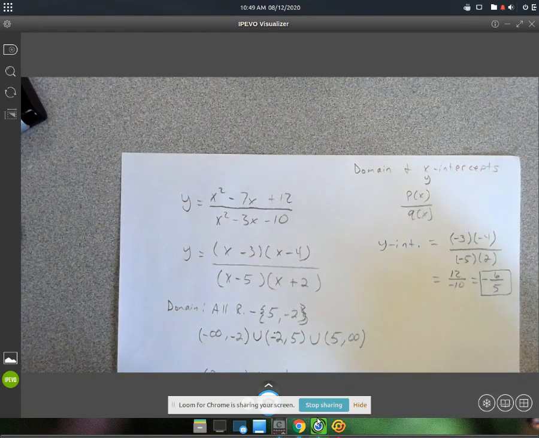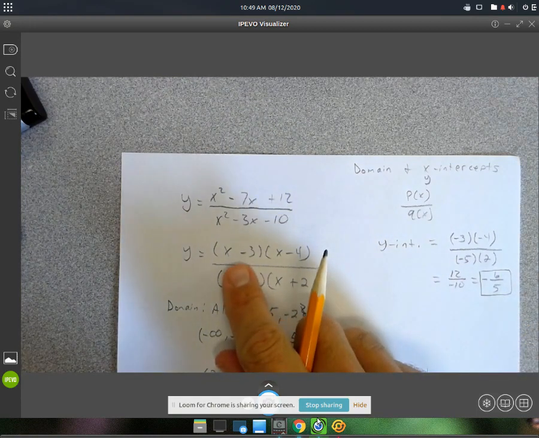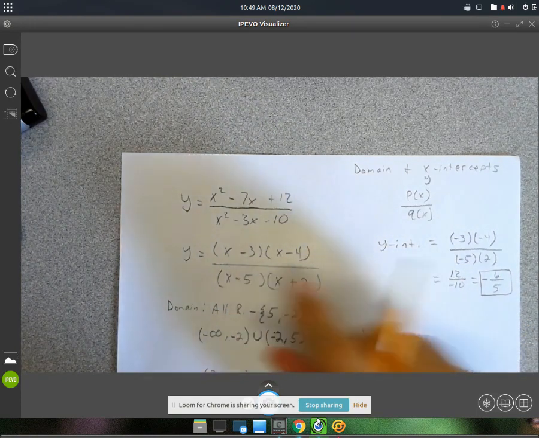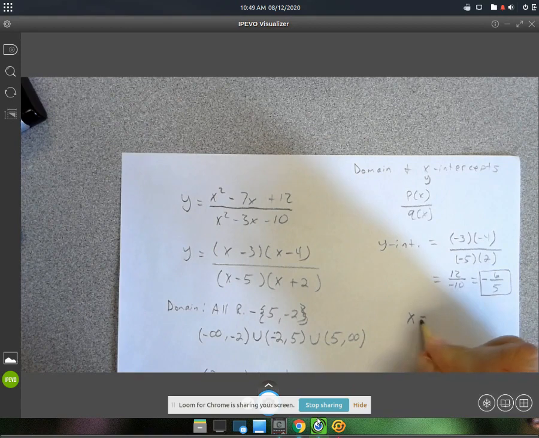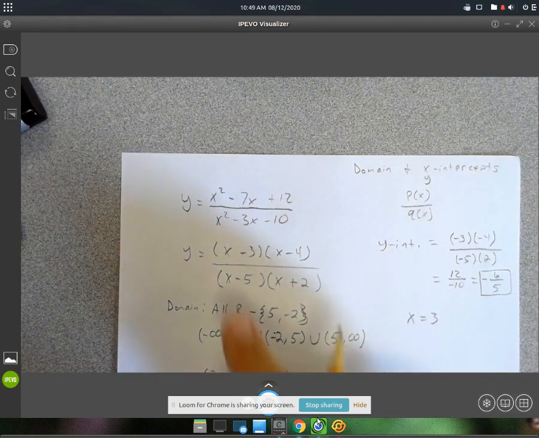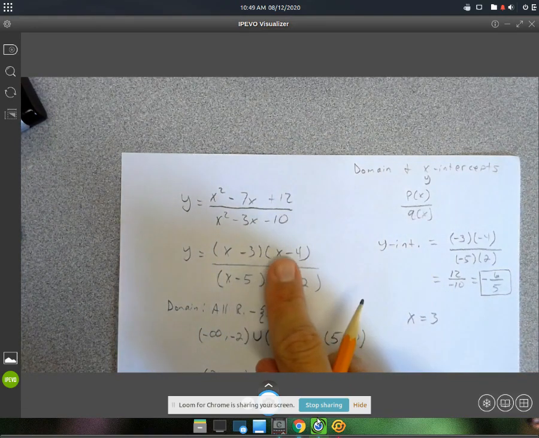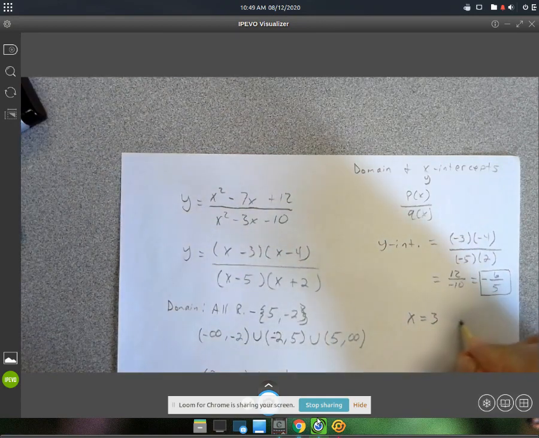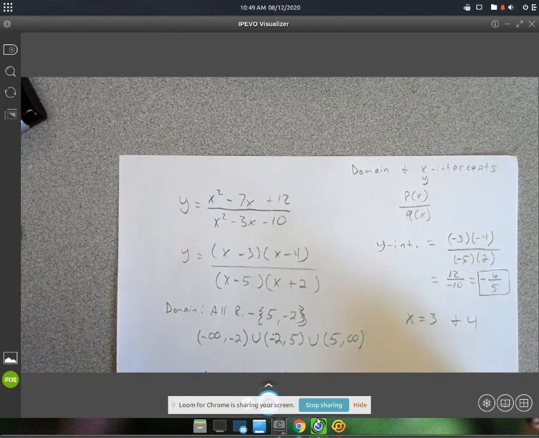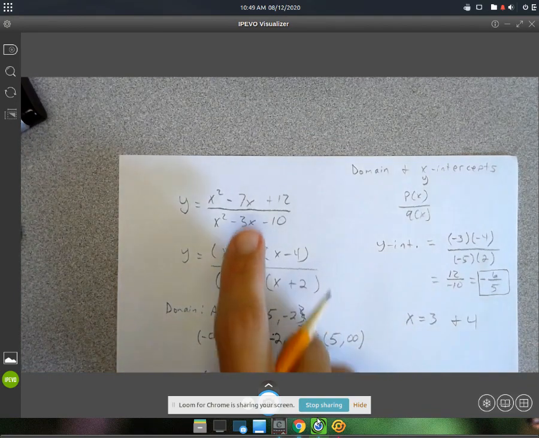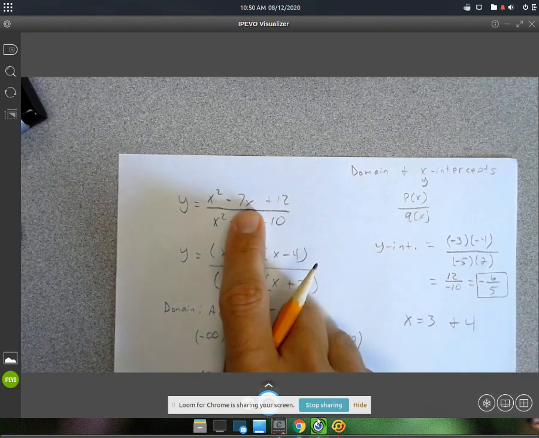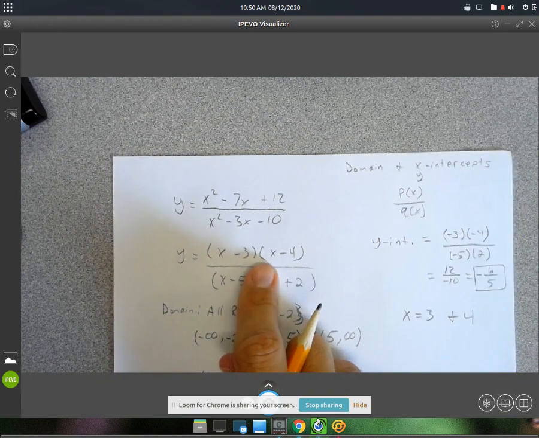Now to find the x-intercepts, if they exist, you just take the numerator and set it equal to 0. So you would have x minus 3 set equal to 0, which would give us x equals 3. That's going to be one of your x-intercepts. And then the other x-intercept would be +4. So you get 3 and +4. So for the x-intercepts, you basically factor the numerator and then set those equal to 0 and solve.